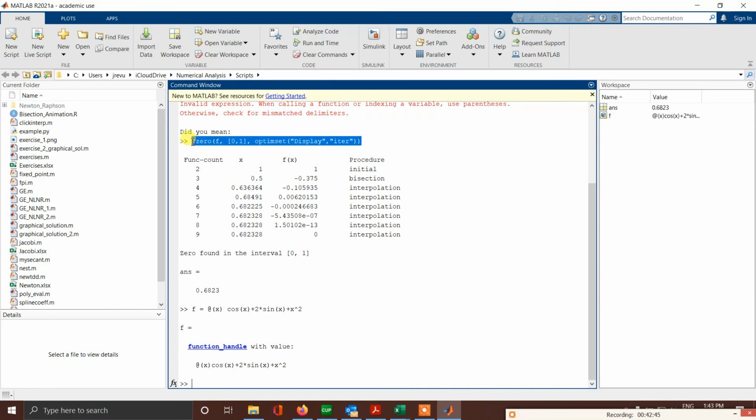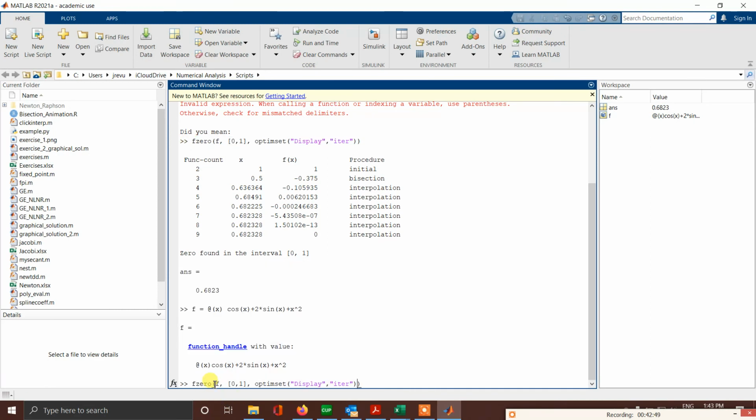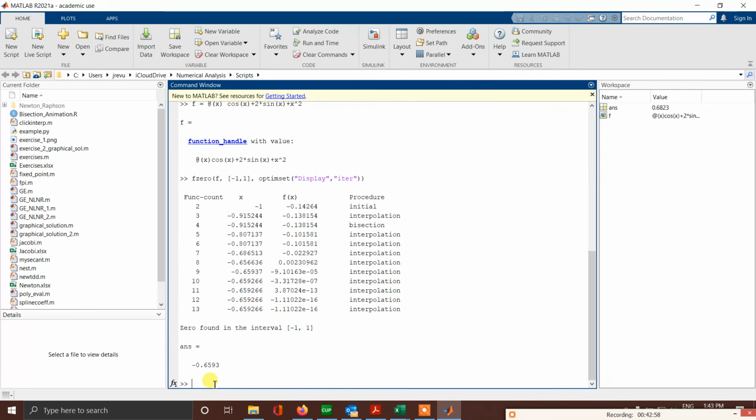And the solution is 0.659266. So in general, if you see the solution we got for the example, 0.65927, pretty much the same. So this is how we use the Brent method. The Brent method is actually a combination of several methods. So it's a hybrid, okay?